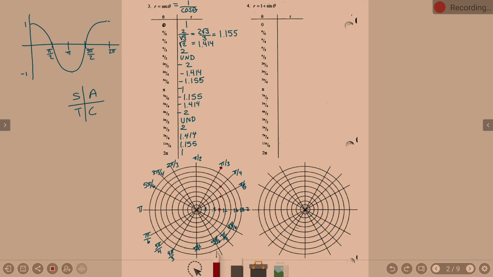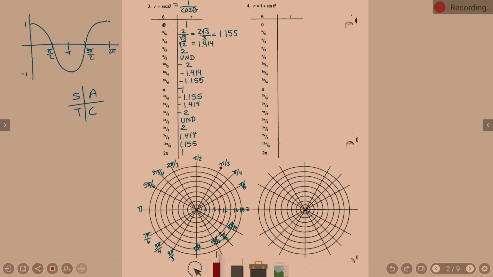What else do we have? 3 pi over 4. Negative 1.4 is going to shoot me back through the center. Should end up about there on 7 pi over 4. 5 pi over 6. But it's negative 1.155. So I'm going to shoot back through here. And I'm going to be just before 1.2, correct? I've lost track of where I'm at. Pi and negative 1. Here's pi, negative 1 shoots me back through there.